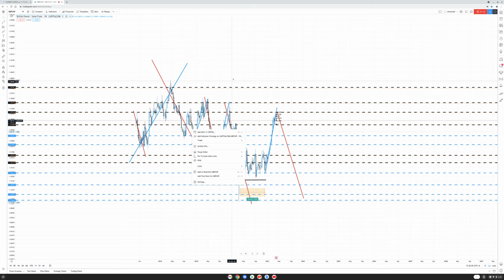Okay, so count the number of blues and reds. And if you count here, you see 5 reds and 4 blues. Okay, so this tells you that this pair has more selling power. But at some point in time in history, until 2020, this pair ranged for like 252 days, a whole year. Well, close to a year.